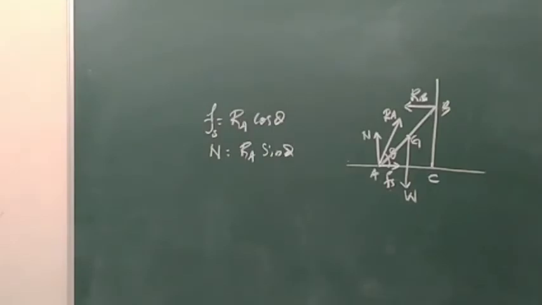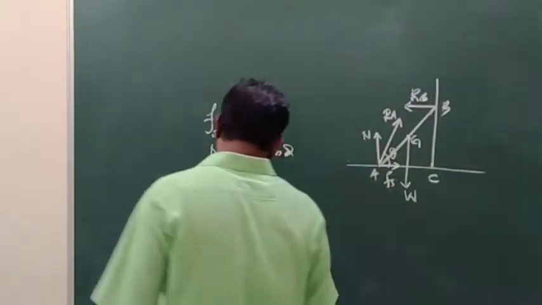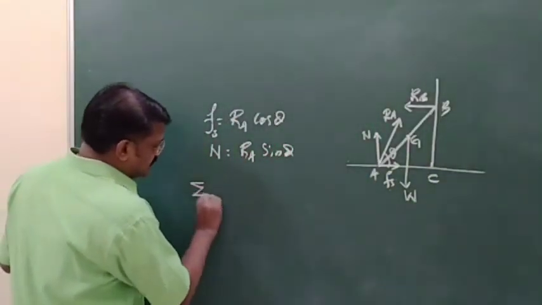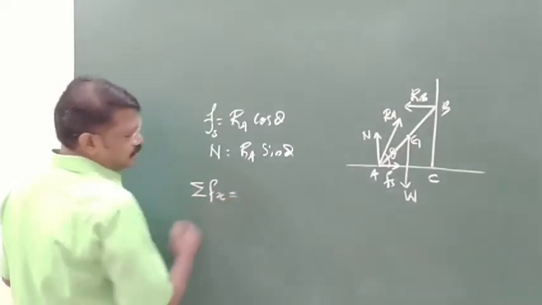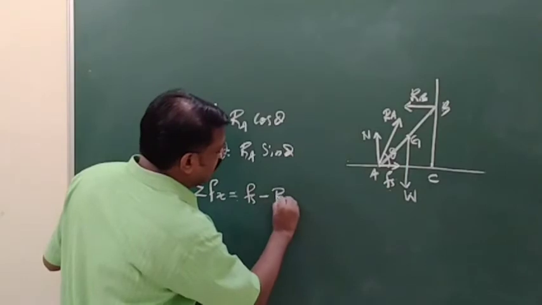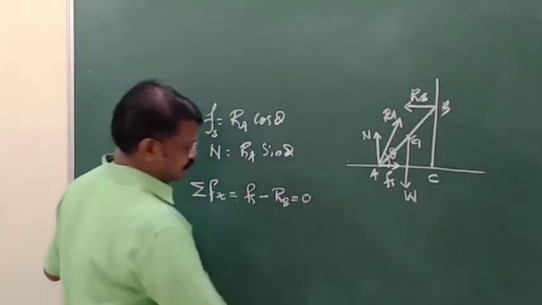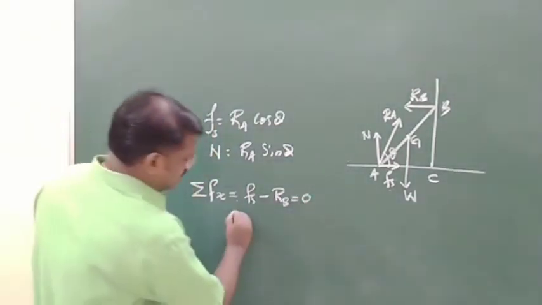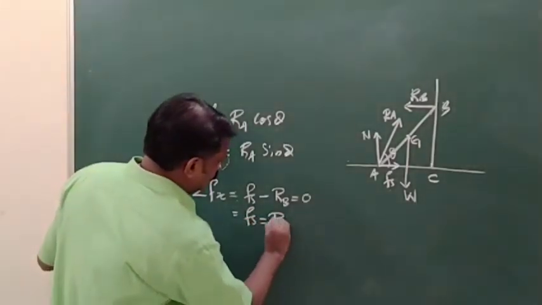So for the ladder to be in translatory equilibrium, we can say that Fs minus RB is equal to 0, because Fs and RB are acting in opposite directions. So the total force in the x direction, sigma Fx, is equal to Fs minus RB, which should be 0. That is, Fs is equal to RB.